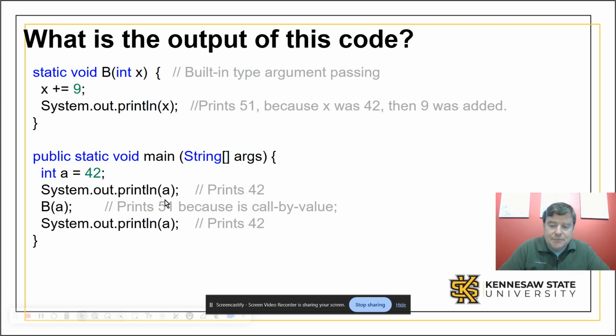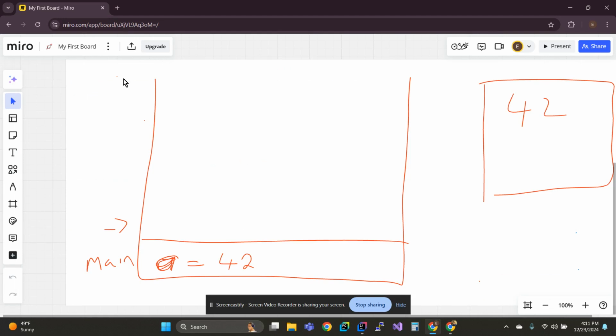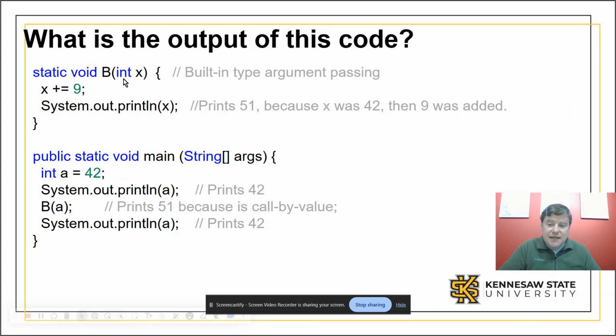The next thing that happens is that we make a call to the method b, and we're going to pass it the value of a. So inside of the method b, there's a variable called x. And the way that we're going to represent this on our little stack is we have our call to b, and it has a variable called x, and that x is going to be given the value that was passed to it. Now in main, a was equal to 42 and we passed a to b.